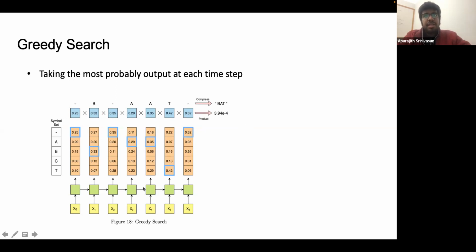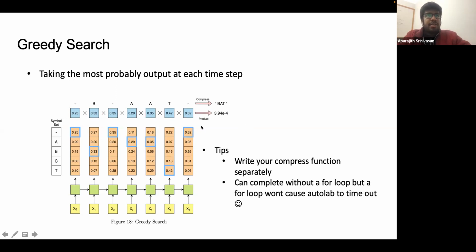Sorry, greedy search. A few tips: you can write your own compress function separately, and you can complete this question without a for loop. There are ways to complete it with just 4 lines of code, but it is not necessary to do it that way. Even if you use a for loop, you won't get a timeout error in Autolab, so you can do it however you want. Just putting it out there that you can do it without a for loop.